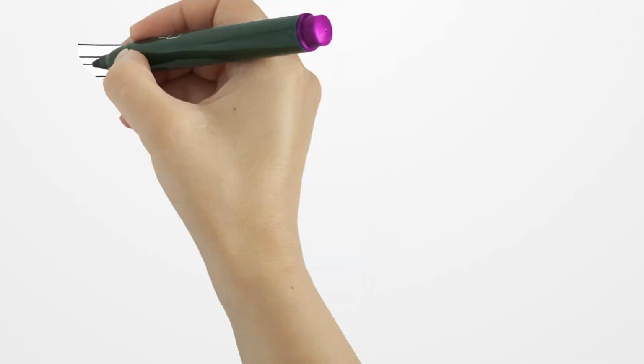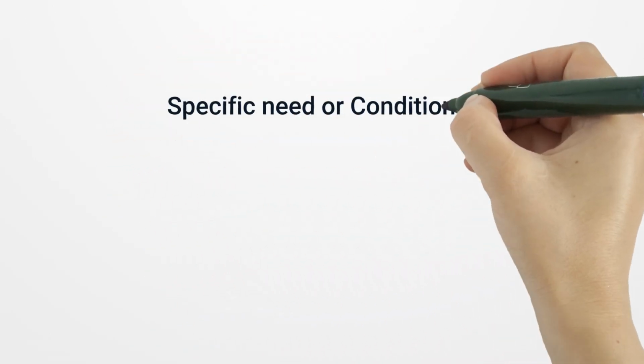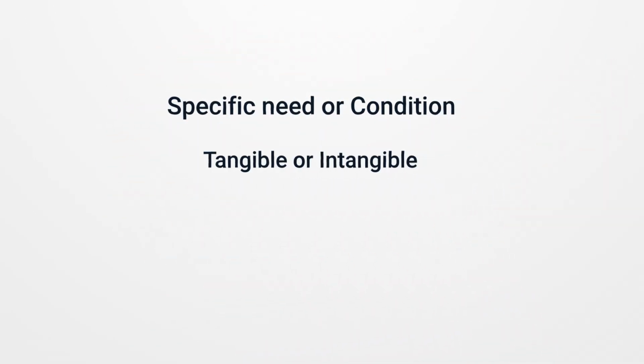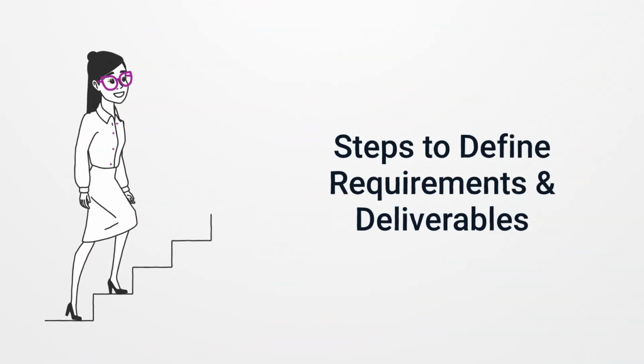2. Defining project requirements and deliverables. A requirement is a specific need or condition a project must meet. A deliverable is a tangible or intangible result of completing a project task. Steps to define requirements and deliverables.